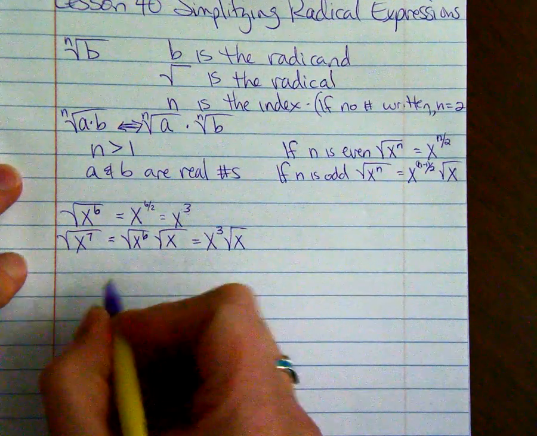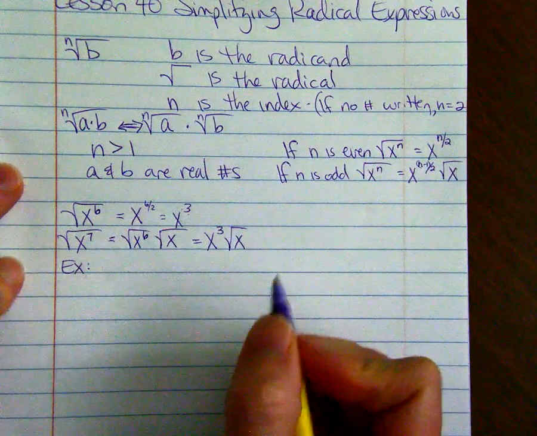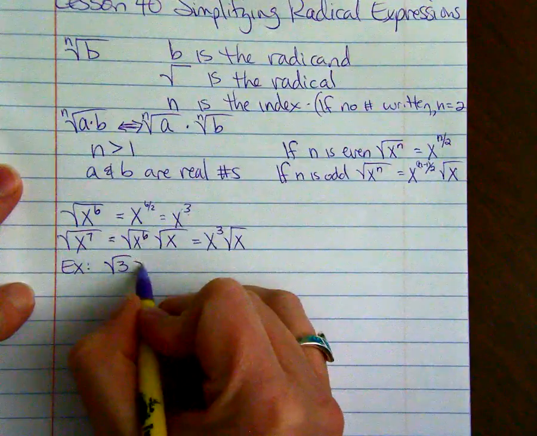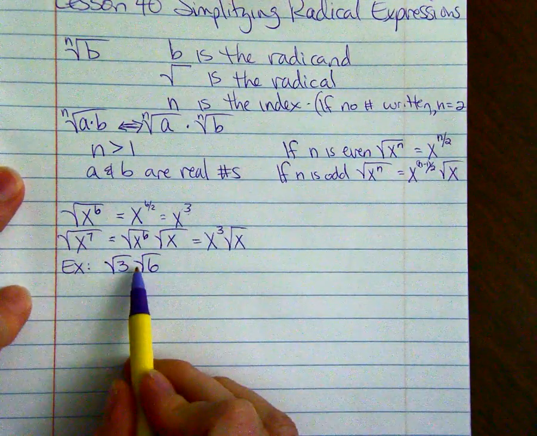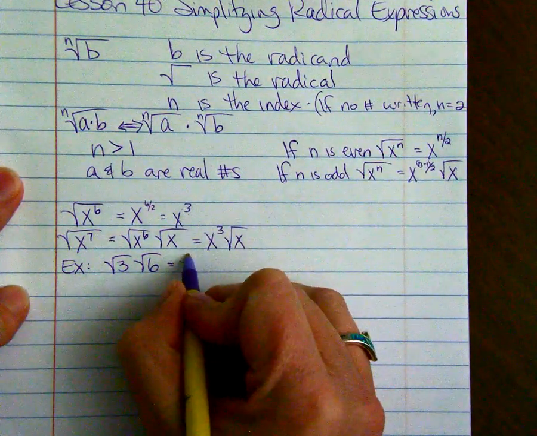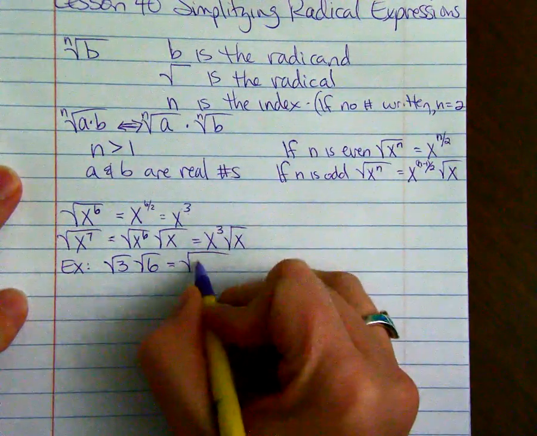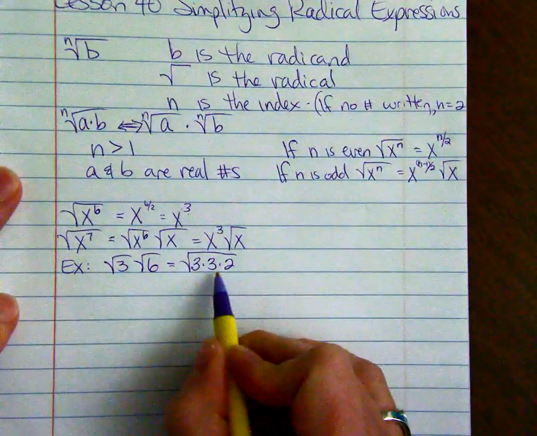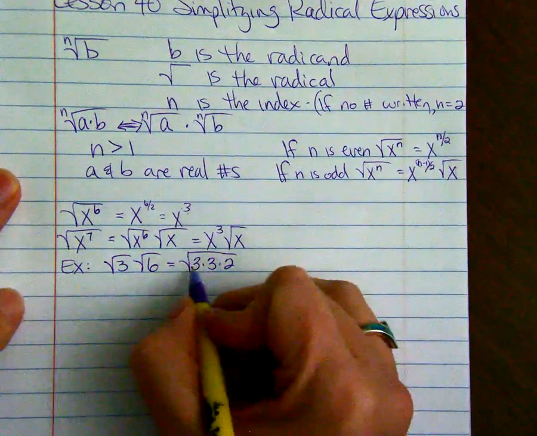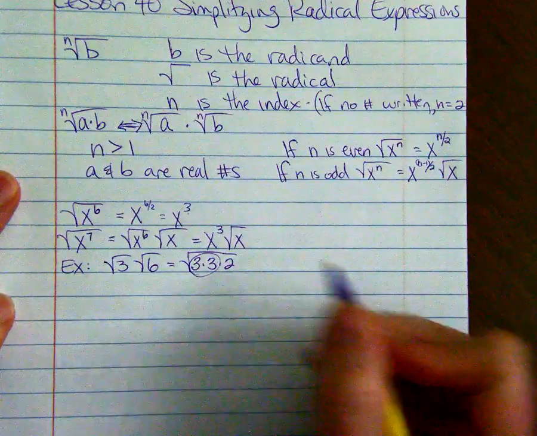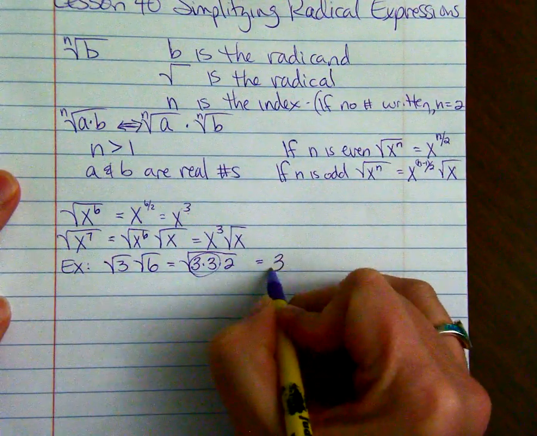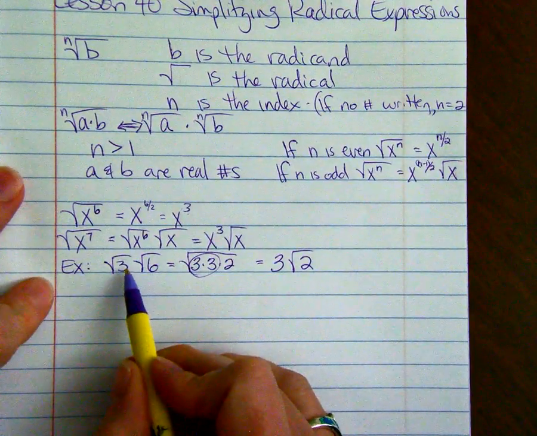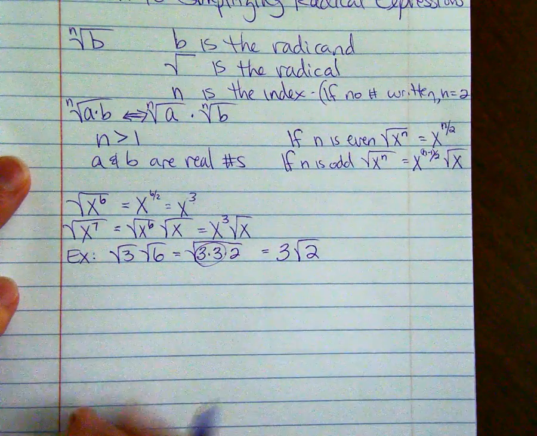So here's an example of some of the things we're talking about. We have the square root of 3 times the square root of 6. Now we can put that together as the square root of 3 times 6, but I like to write 6 as the product of 3 and 2. I look for doubles, so the square root of 3 times 3 is just 3, times the square root of 2. So the answer of square root of 3 times square root of 6 is just 3 root 2.